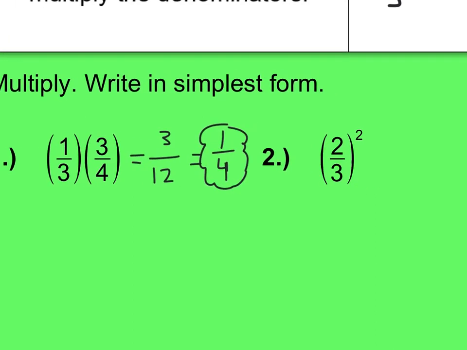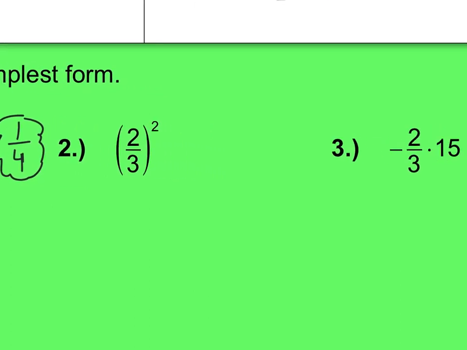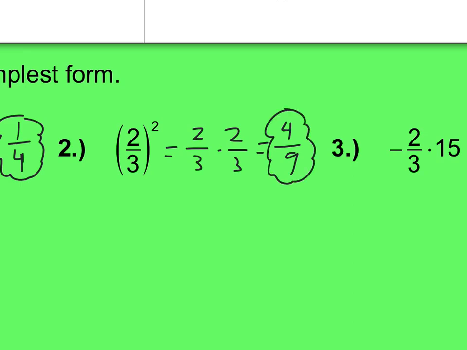Okay. I'm going to sneak some exponents in there. So 2/3 to the second power is equal to 2/3 times 2/3. The rule is going to be the same. 2 times 2 is 4, 3 times 3 is 9. So 2/3 to the second power is equal to 4/9. So again, just expand it out and multiply. When you're doing an exponent, just expand it out however many times you need to, and then multiply straight across.